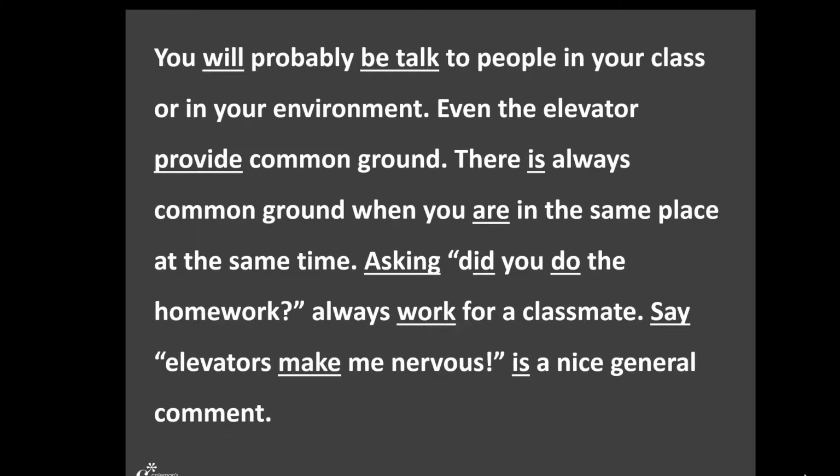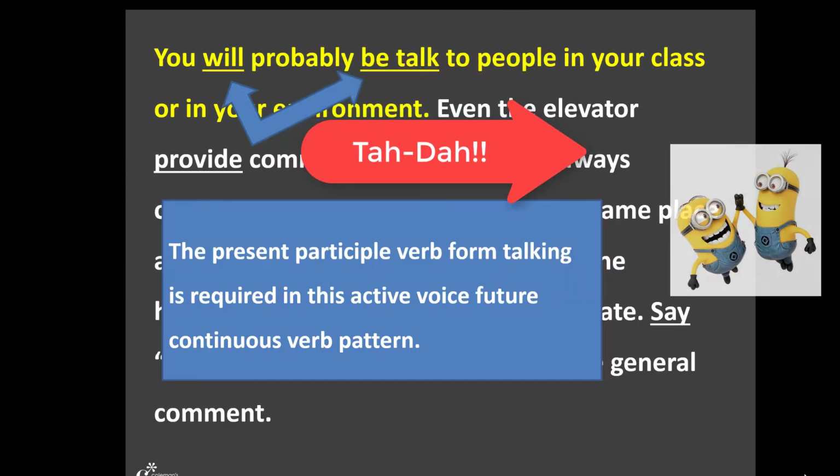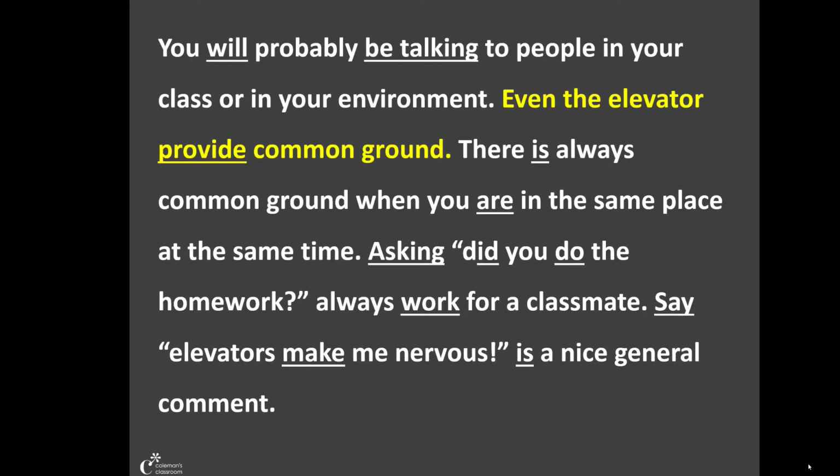I'm going to look at the grammar forms based on all the rules I know, one at a time. First of all, we have will and be talk, which are clearly one verb tense here. I see that the present participle verb form talking is required in this active voice future continuous verb pattern, and I wrote talk instead. So I'll change the talk to talking and ta-da! One grammar error fixed. In my next sentence, I see the underlined verb provide.